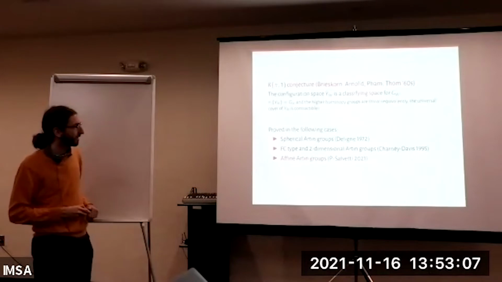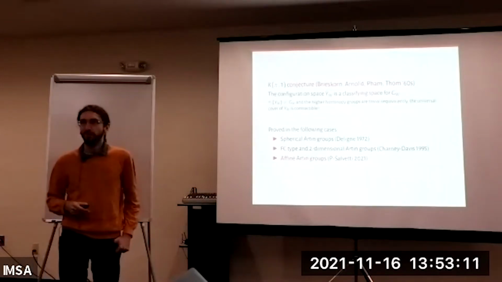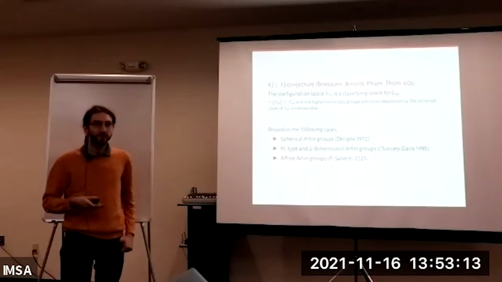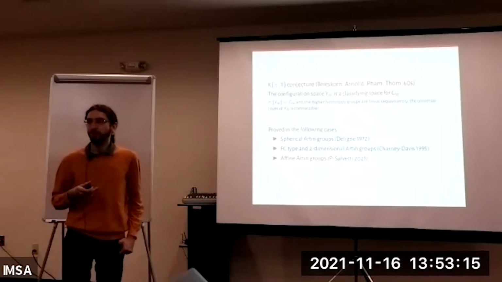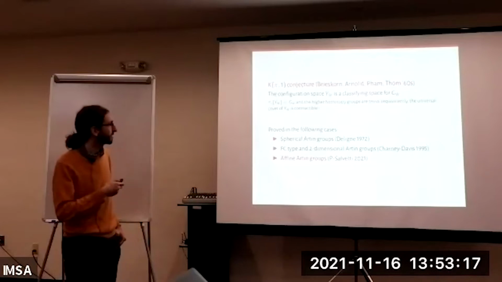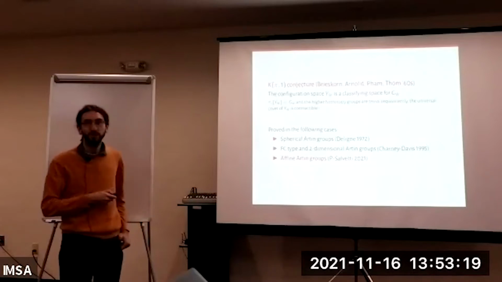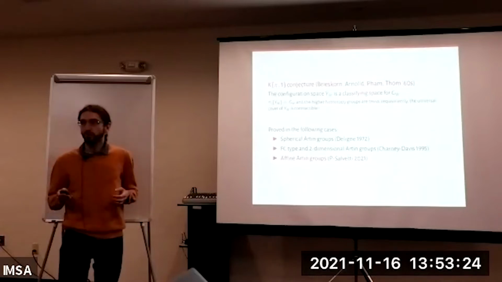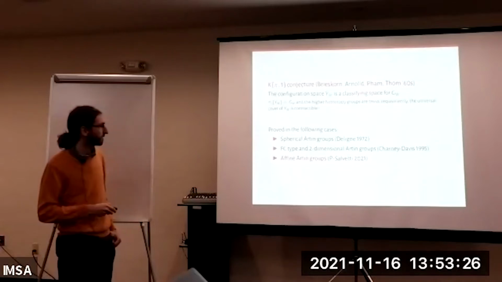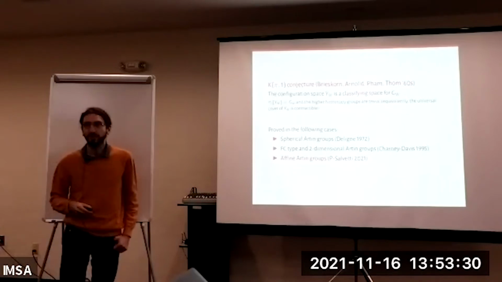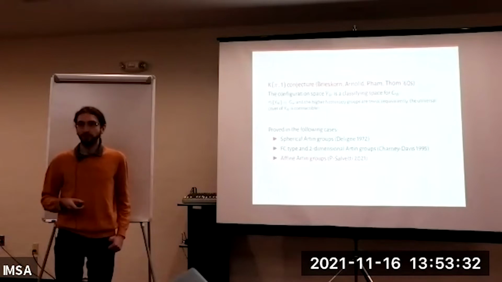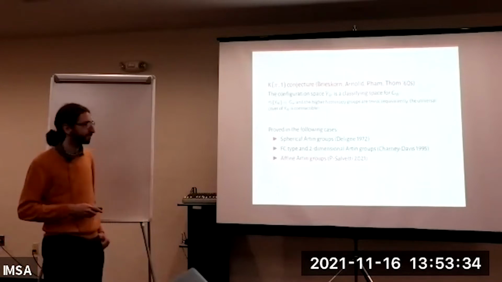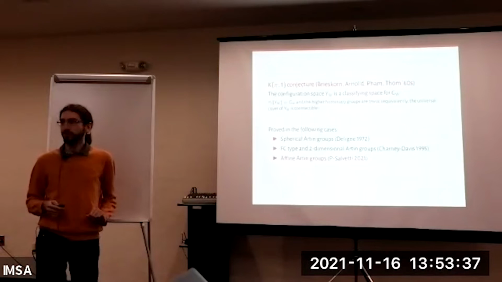There has been some research in the direction of using metrics of non-positive curvature to prove that the universal cover of Y_W is contractible. But I will not go into that part of the story. This is the second line here. I will focus on the third line, which is the affine case that we've been working on. Any questions so far?